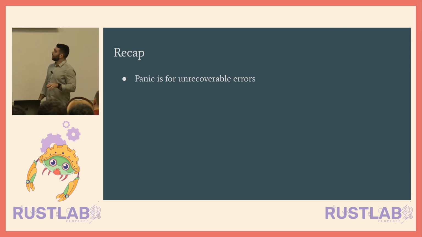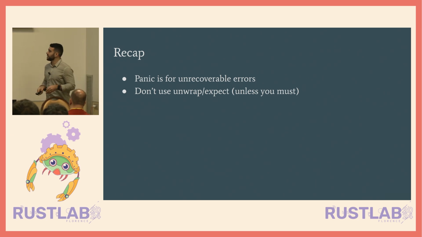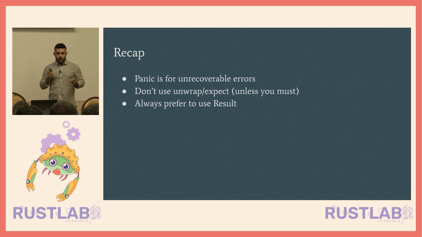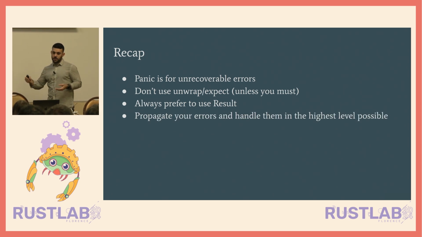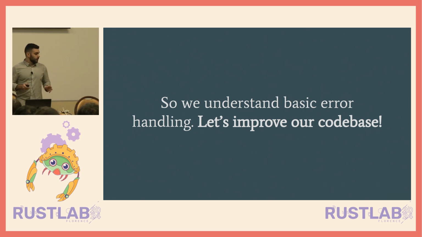Panic is for unrecoverable errors. Try not to use unwrap or expect, which is basically the same as unwrap, unless you must. Always prefer to use Result to return results from your functions. And this Result that you're returning, try to propagate it to the highest level you can, because at the highest level you know more, you have more context about why you failed. So now we understand basic error handling, and this is probably most of what you need to know to make your project and your code base reliable and maintainable.